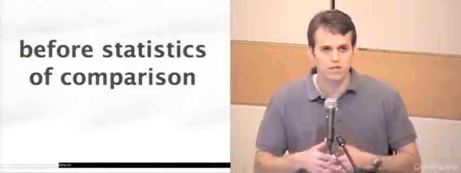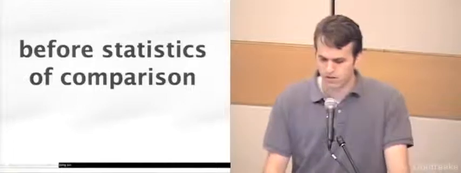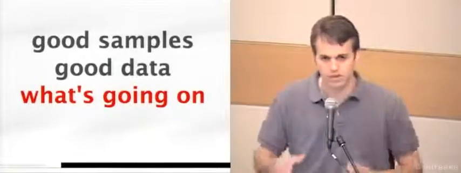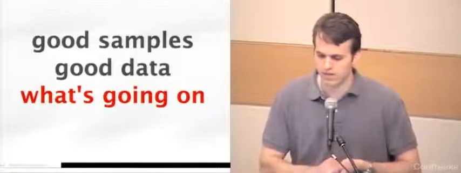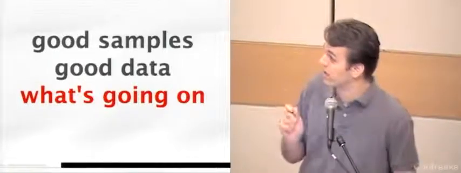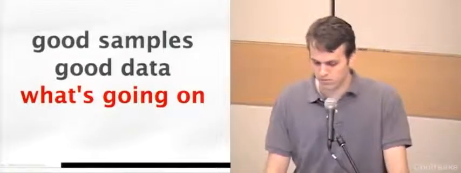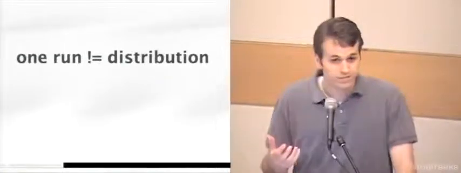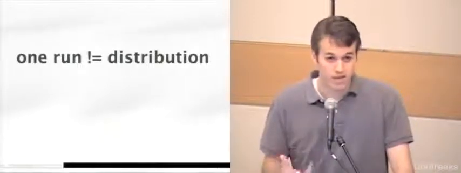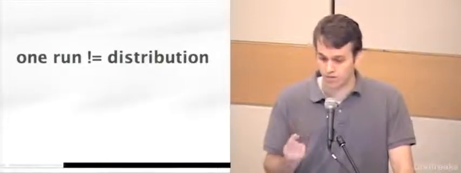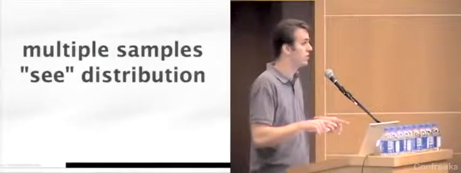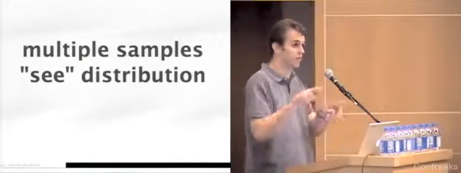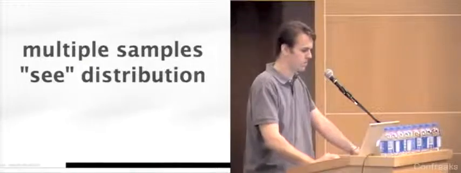So we need to make sure that our sample is representative if we're going to try and infer it back onto a population. Okay, so I'm going to get into a little bit of statistics of comparison, but before we get into that, we just need to know that sampling is a key part of statistics, and that we need to have good samples, and that is how we manufacture good data. That's the only way that we know what actually is truly going on. Okay, so one run of any benchmark or any test is not a distribution, that's a single data point. Okay, we need to have multiple samples so that we can see the variance in the samples and be able to identify the distribution.